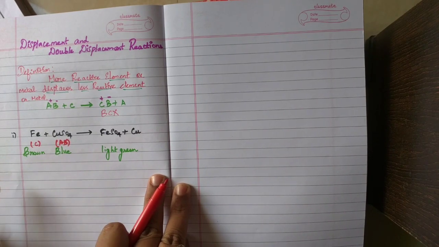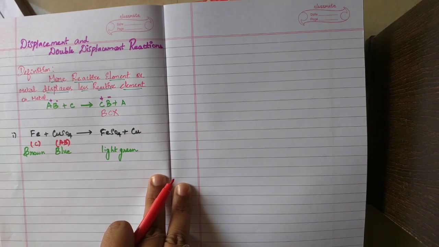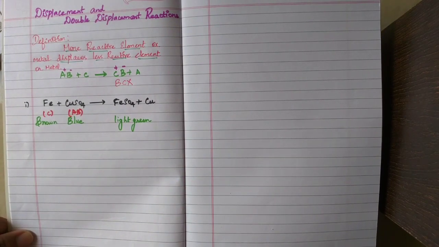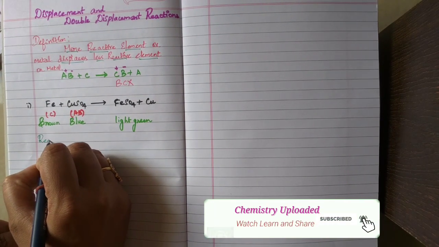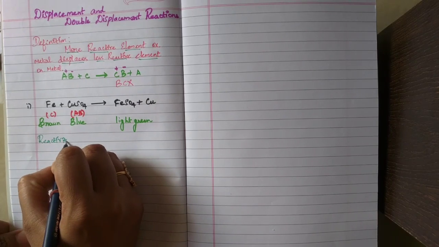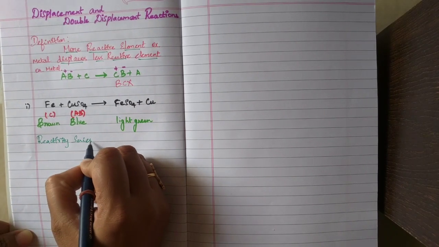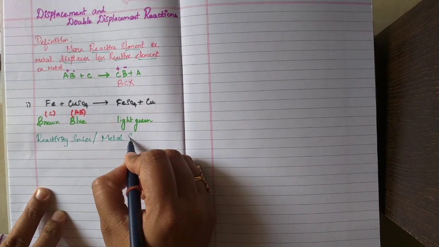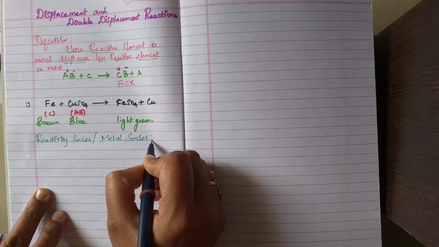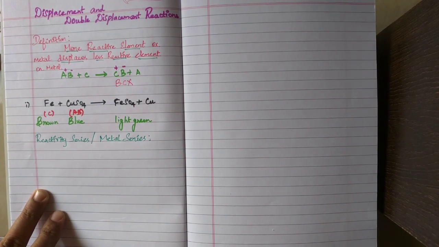Here everything is based on the series, students. These are metals, so there is a reactivity series. Based on the reactivity series only, reactions will occur. Not all metals undergo this type of reaction. That reactivity series, or metal series, is arranged in order.